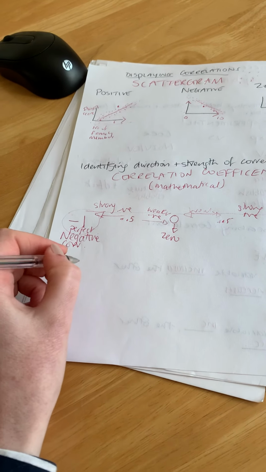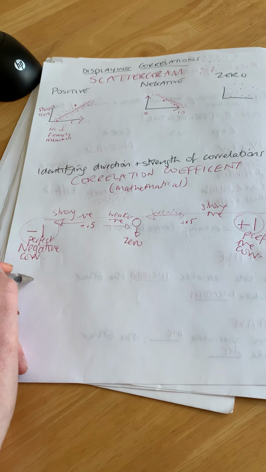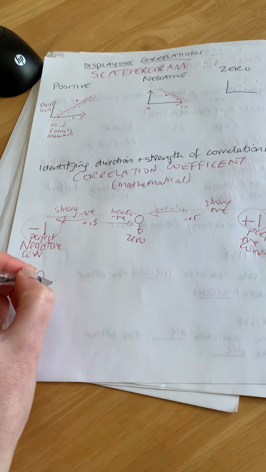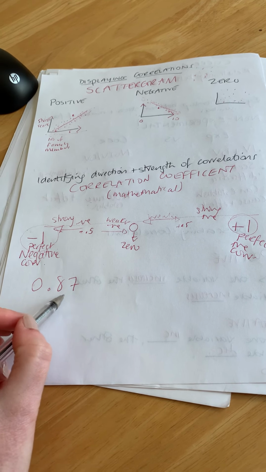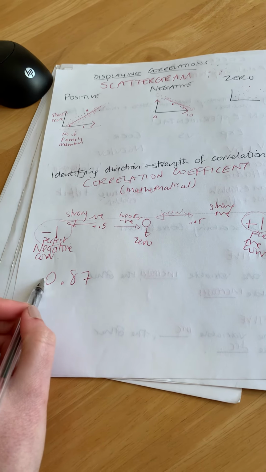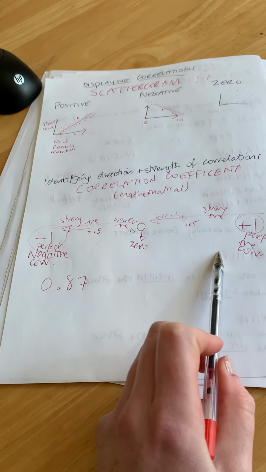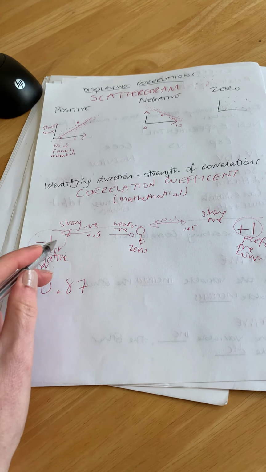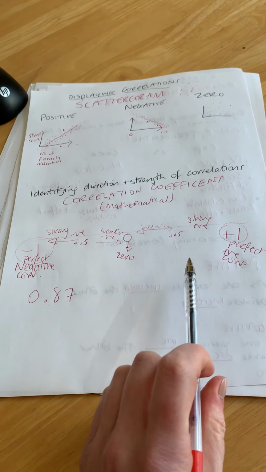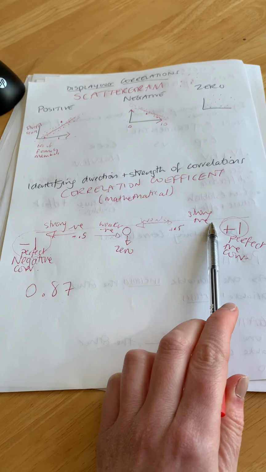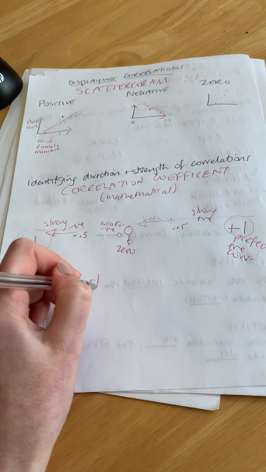But if you were given a correlation coefficient value of 0.87, then you could say, right, 0.87, how would I describe that correlation? Well, it's 0 point something, so it's on the positive side of things. If it had a minus in front of it, then it would be negative, but it doesn't. So plus 0.87, that's going to be way up here somewhere. So I would describe that as a strong positive correlation.